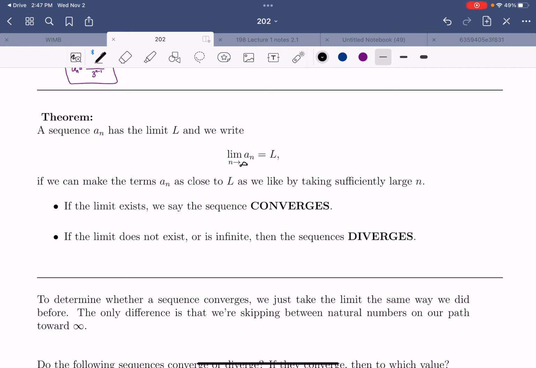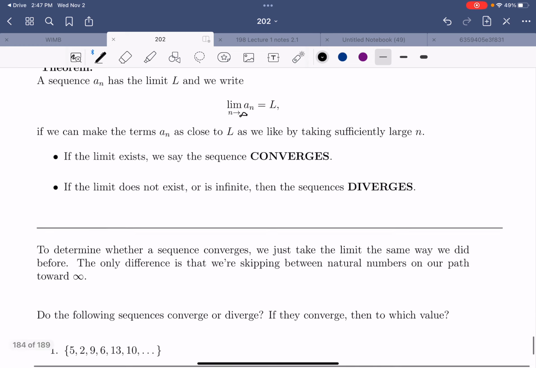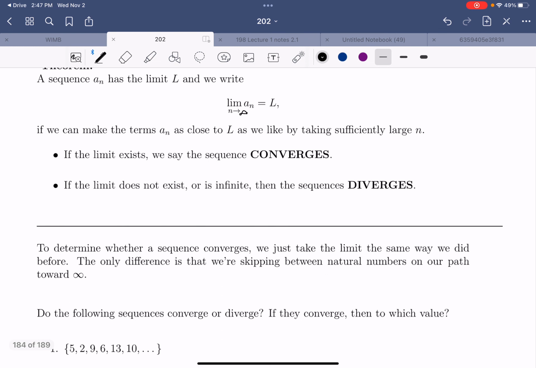We can make the terms a_n as close to L as we like by taking sufficiently large n. So if I take really big numbers for n, I can get my sequence to approach a specific value. Okay. If this limit exists and it's a number, we say that the sequence converges. But if the limit does not exist or is positive or negative infinity, then the sequence diverges. Okay, so the only thing good here is if you get a single number.